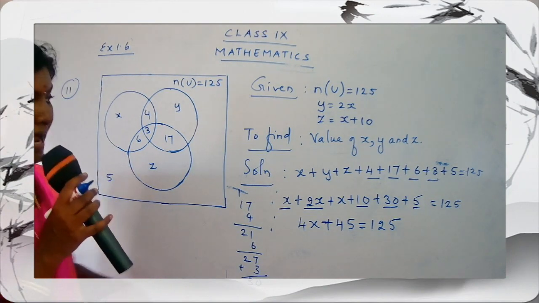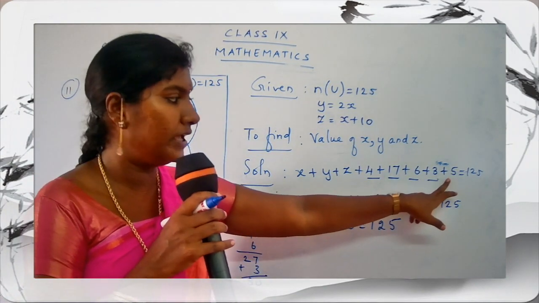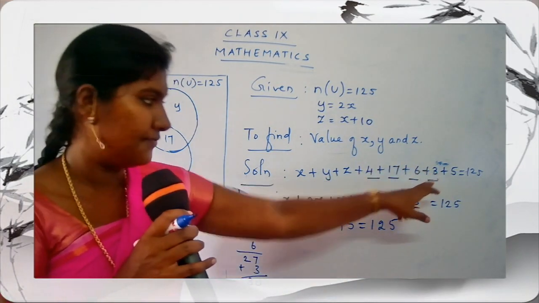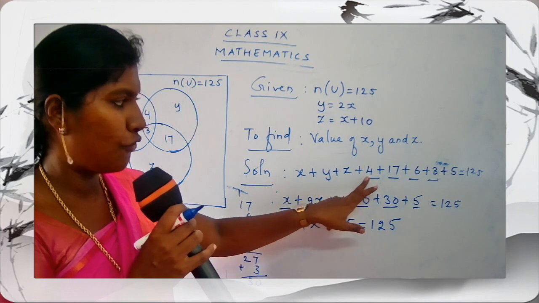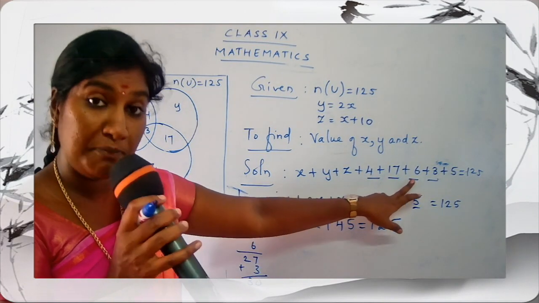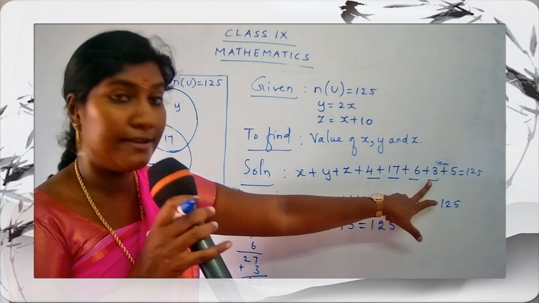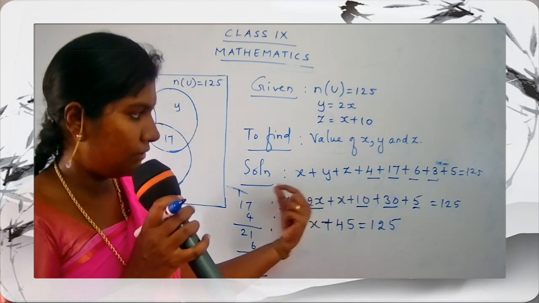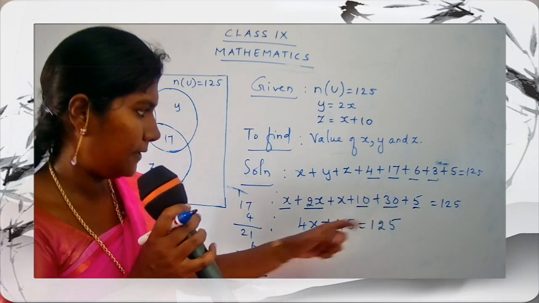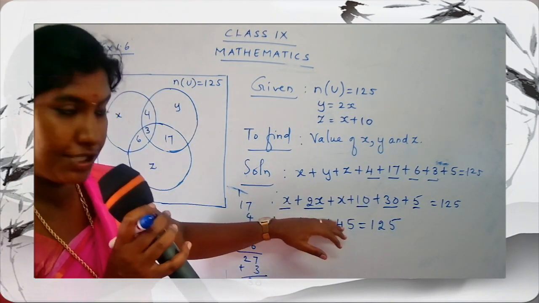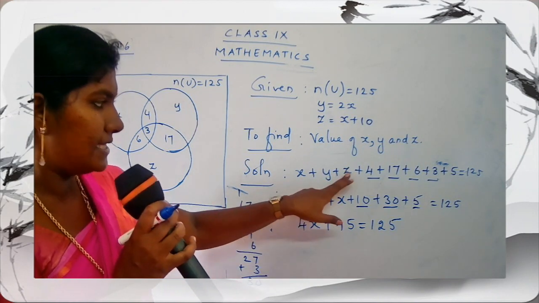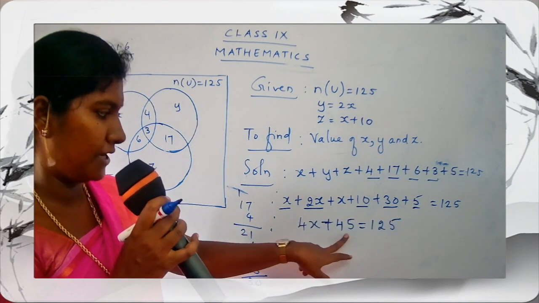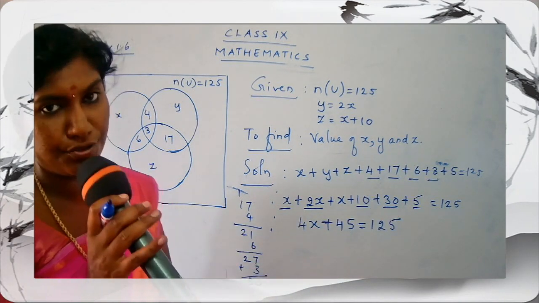Clear? Have you added this plus 5, children? Very important thing. You have to add plus 5. If you don't add plus 5, you are not going to get the answer. So add here plus 5 and then just add all the numbers. So 4 plus 17, 21. 21 plus 6, 27. 27 plus 3, 30. 30 plus 5, 35. And here I have just taken all the conditions, that is, y is written as 2x and z is written as x plus 10. So here you have 10. So 10 plus 35 gives you 45. So 4x plus 45 is equal to 125.